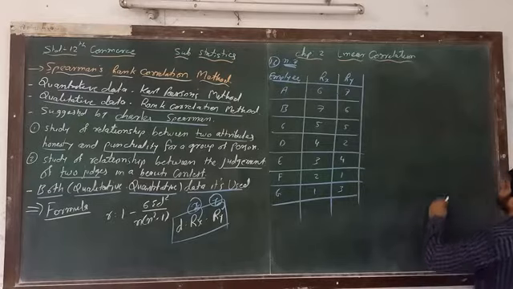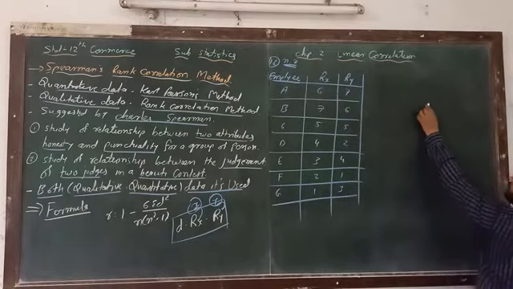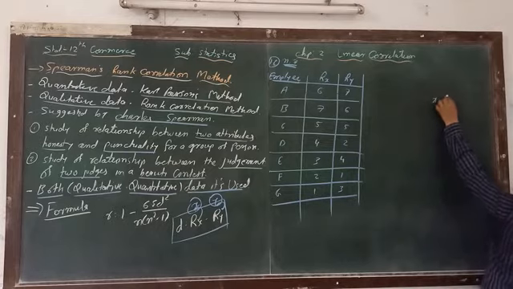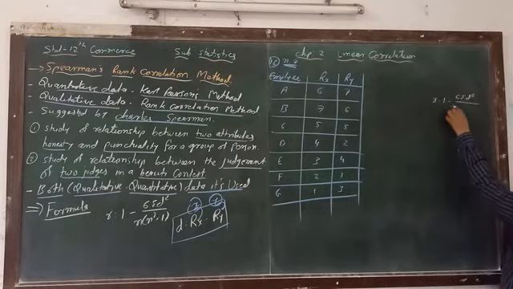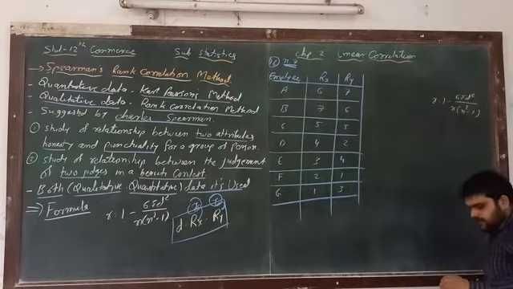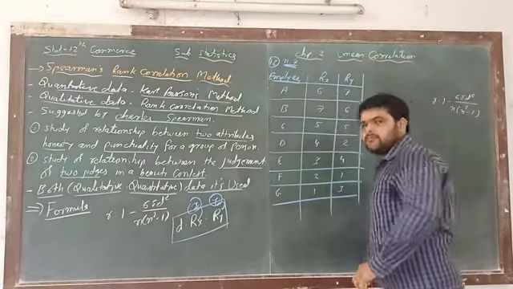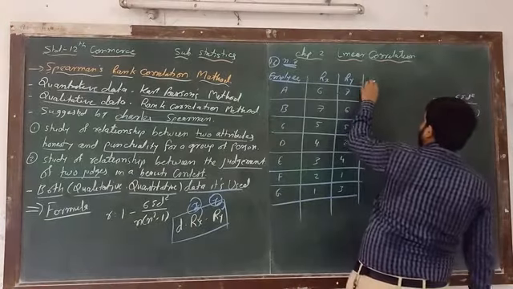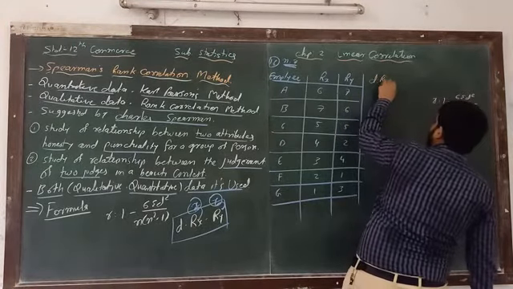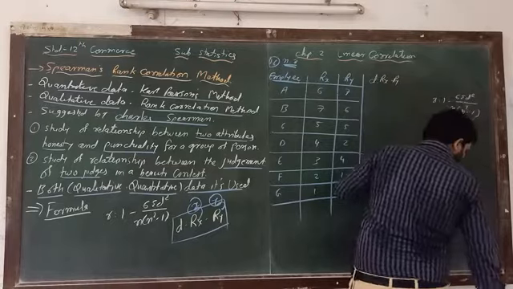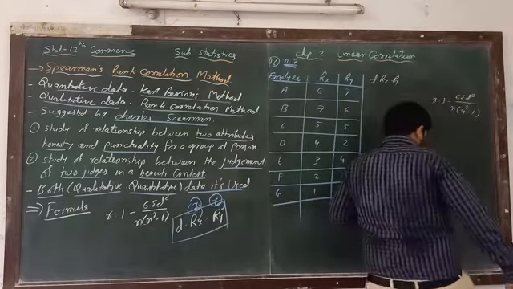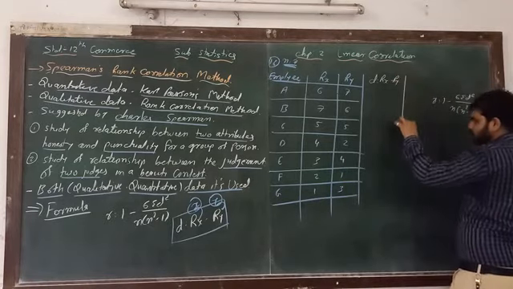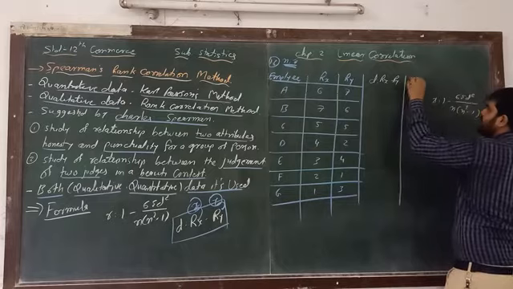So here the formula is R is equal to 1 minus 6 sigma d square upon n square minus 1. So this is the formula. First of all, what we have to find out? We have to find out D, that is Rx minus Ry. Okay, and in the second one, what we have to find out? We have to find out D square. Okay, so this is a column of D, then D square.